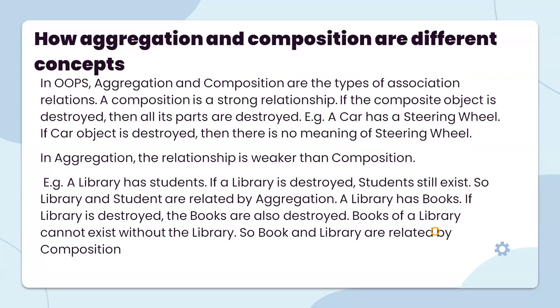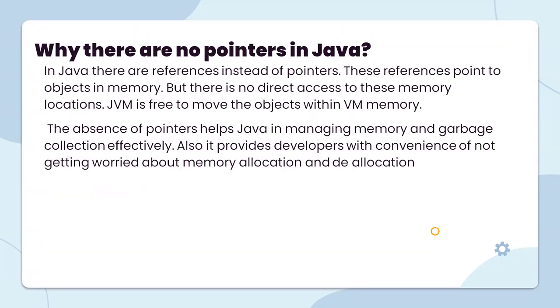Aggregation is a weaker relationship than composition. For example, a library has students. If the library is destroyed, the students still exist, right? So the library and the students are related by aggregation. And the library has books. If the library is destroyed, the books are also destroyed, right? Books are in a composition relationship. A weaker relationship between two entities is called aggregation. I think you understood the aggregation question.